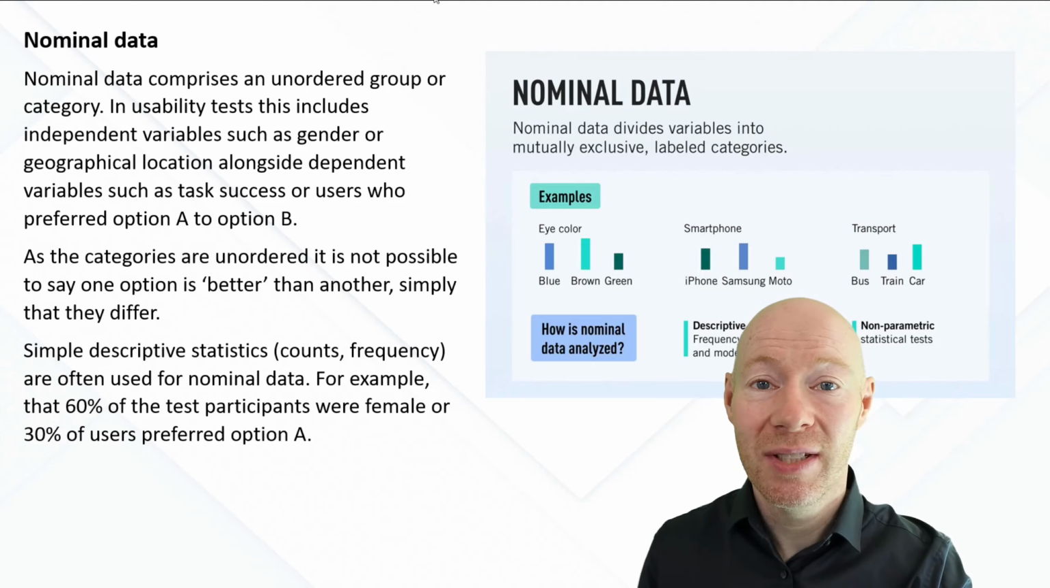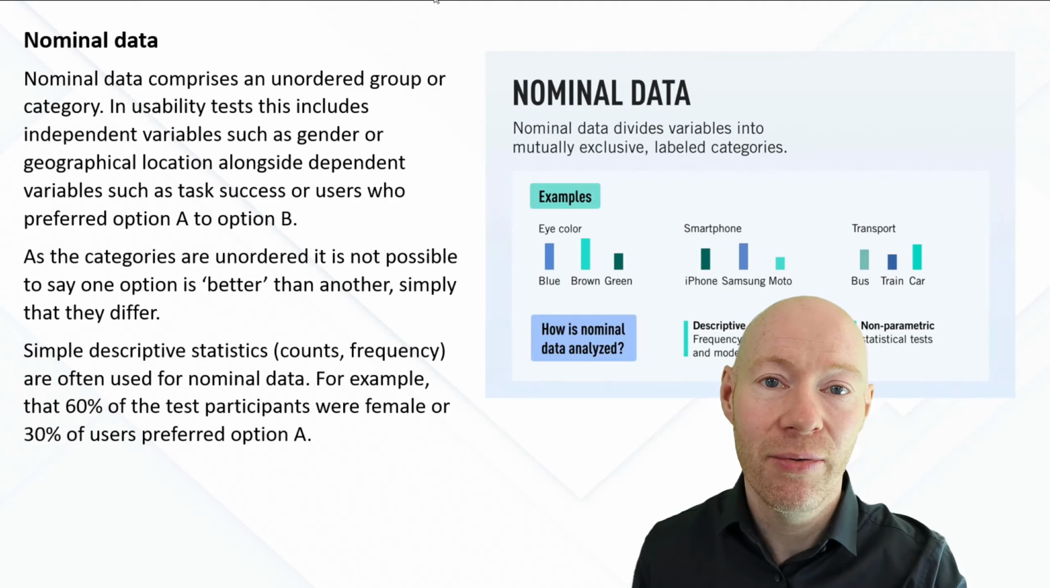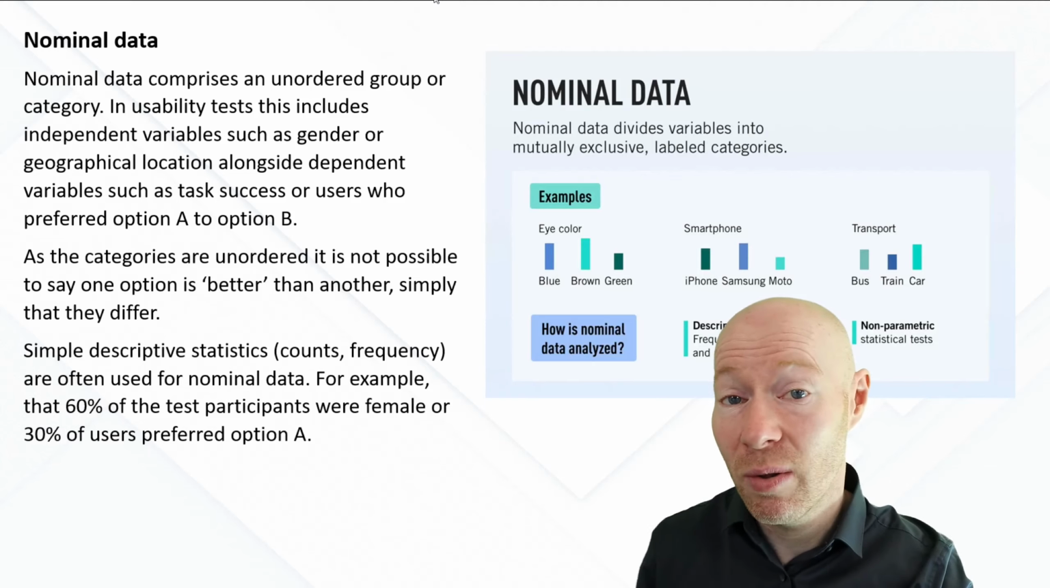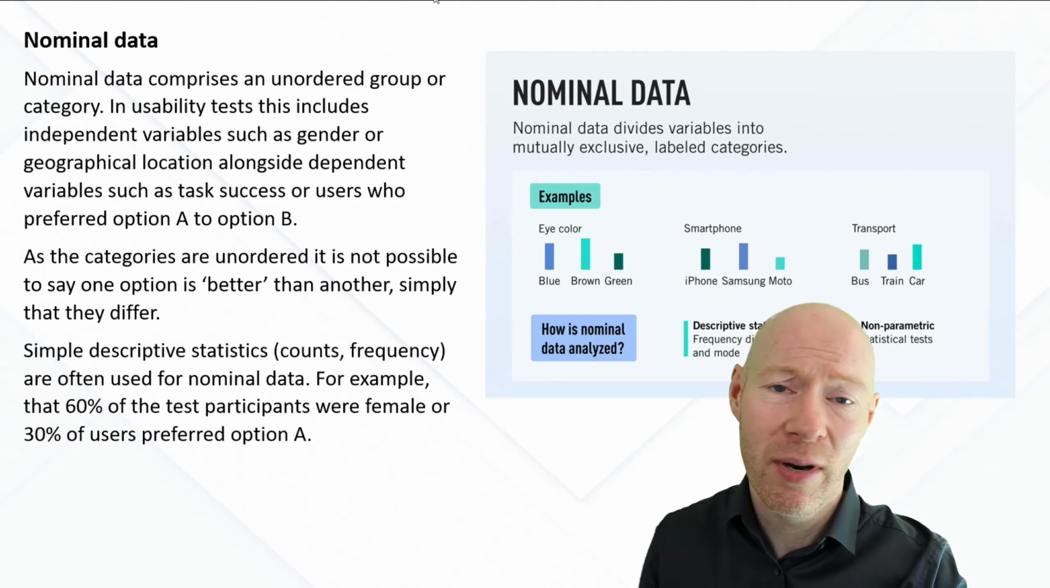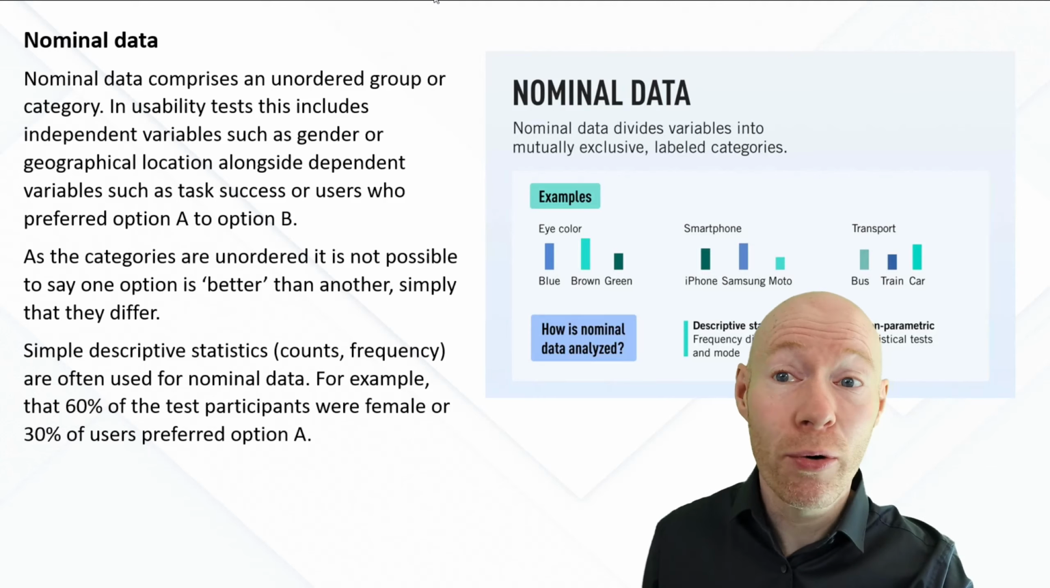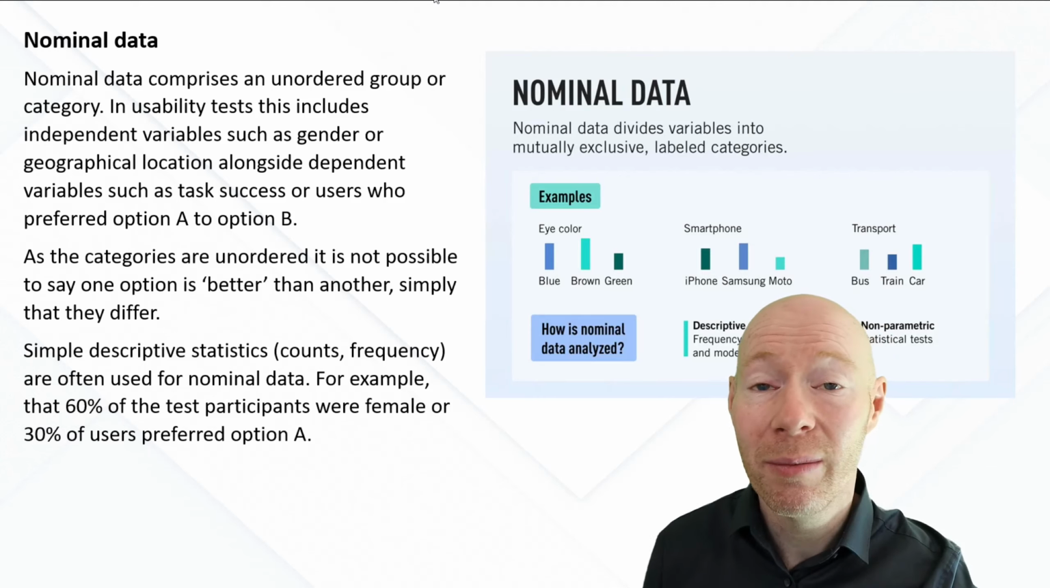So in that sense, you can see that we can describe them, and the variables we're talking about here, they may be independent, they may be dependent. But that's our first type of data. Quite straightforward, quite simple, just an unordered collection, an unordered group, nothing more than that.